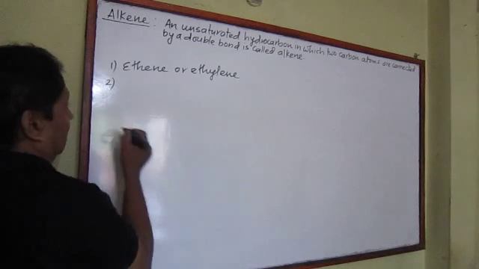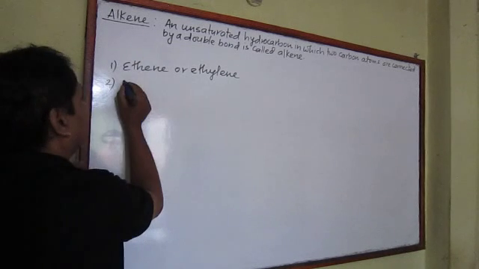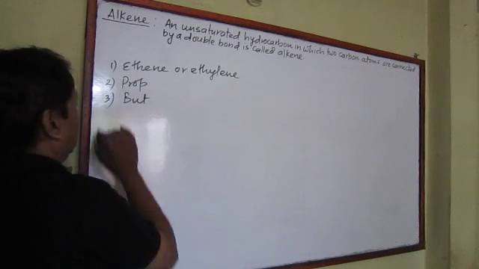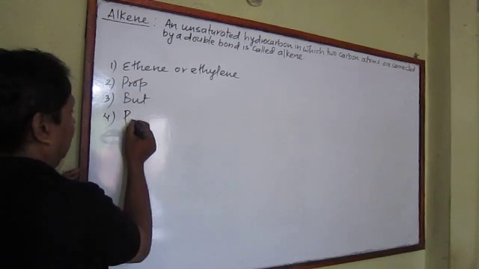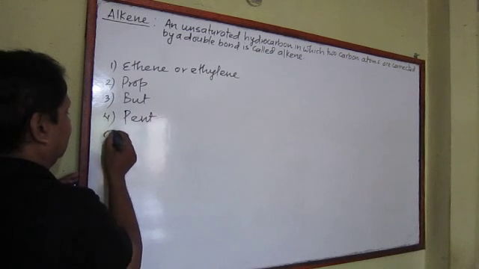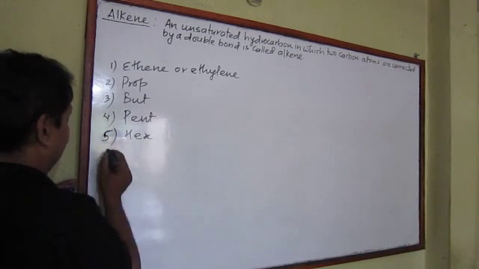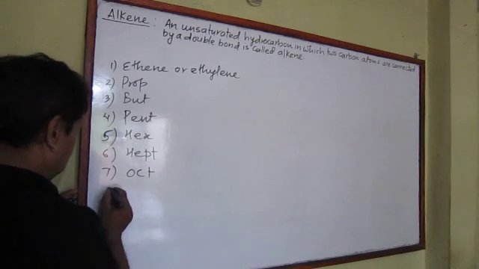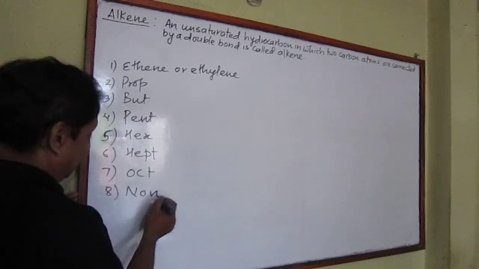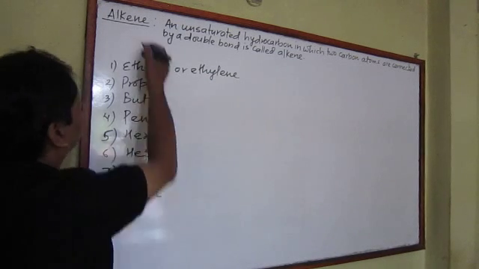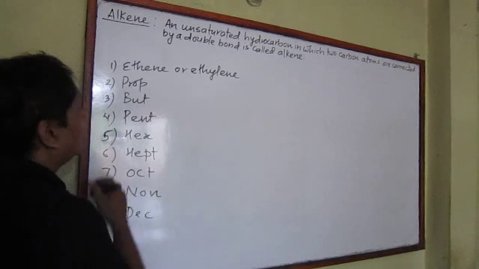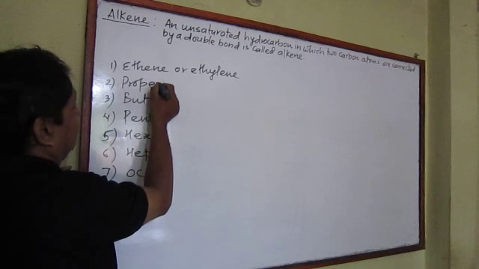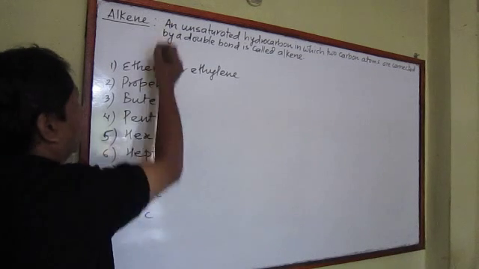Now, I told you in previous classes also, eth means 2, prop means 3, but means 4. In the same way, pent, hex, hept, oct, non, and dec. I am taking a few alkenes, and the prefix indicates the number of carbon atoms, and this E-N-E makes it alkene.